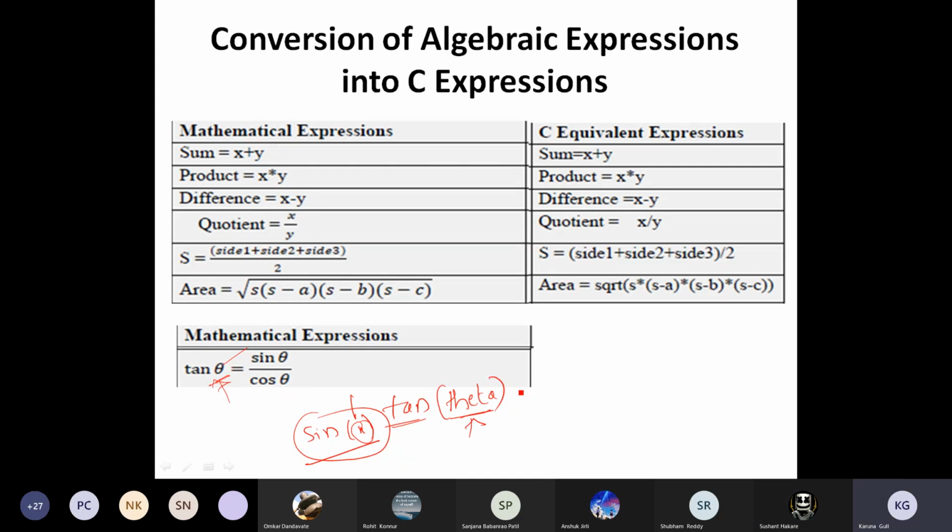Next. Equal to sin theta, so sine, slash, sine into bracket theta, because this is a function, right? Divided by cos of theta. So any doubt regarding this theta? No, ma'am. I just replace this.